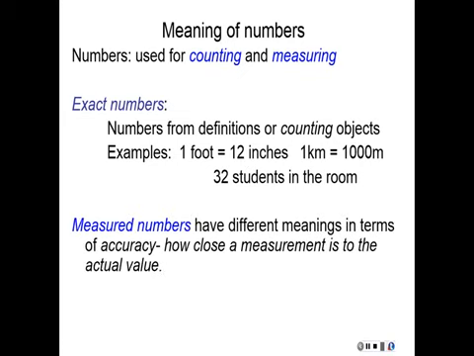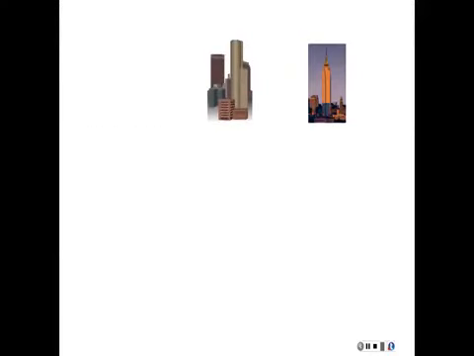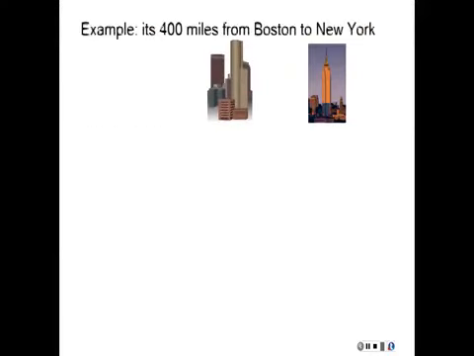How accurate a measured number is will depend on the instrument used to do the measuring. So if we have a very accurate instrument, we can get a very accurate measurement. But we can never get an exact measurement because every single measurement has some uncertainty with it. And this will hopefully show you that. So here we have an example.